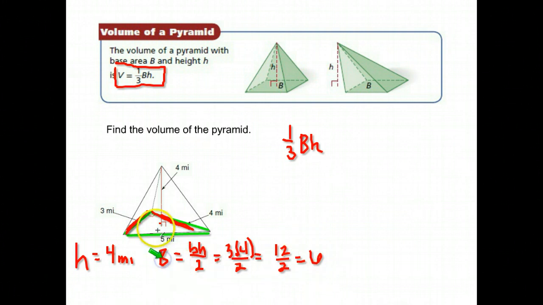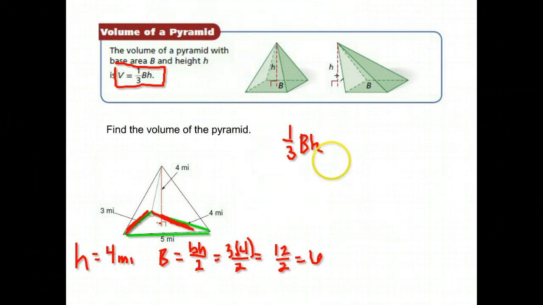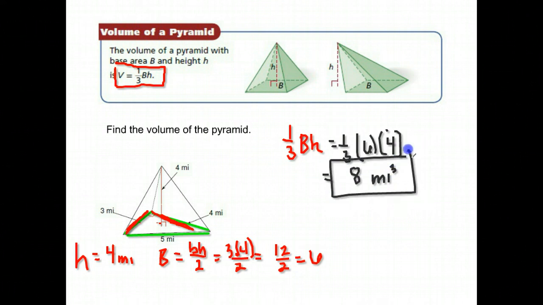So now we have the area of our base is 6, our height is 4, and we can come back up here and find the volume of our pyramid because we now have the parts that we need. Okay, so the volume is 1/3 the area of the base, which we found was 6, times the height, which we found from the drawing was 4. So again, just go ahead and do 6 times 4, and then divide by 3. And we get a volume of 8. These are cubic miles, it looks like.